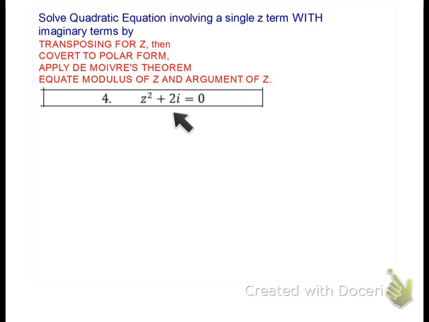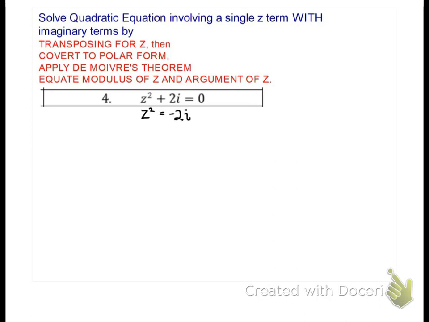Okay, but what about now if the constant term is not a real number but an imaginary one in the equation? Like this, we've got this plus 2i there. So now we're going to transpose for z. Then we're going to convert to polar form, apply De Moivre's theorem, and then equate the modulus of z and the argument of z. This is how we perform roots of a complex number.